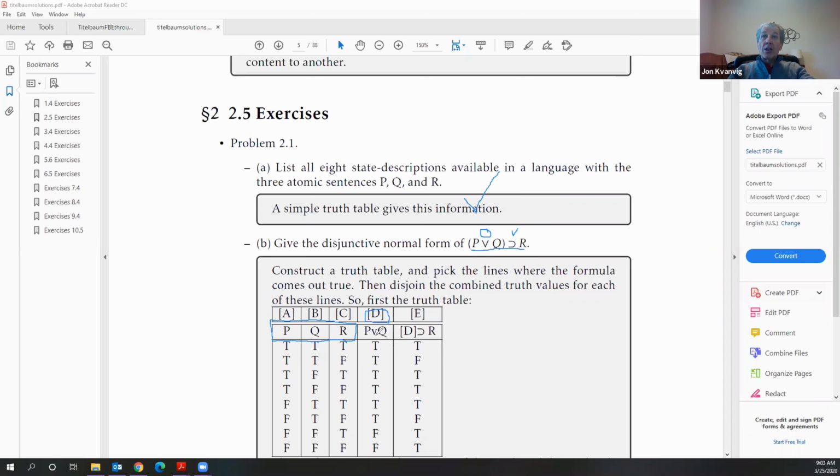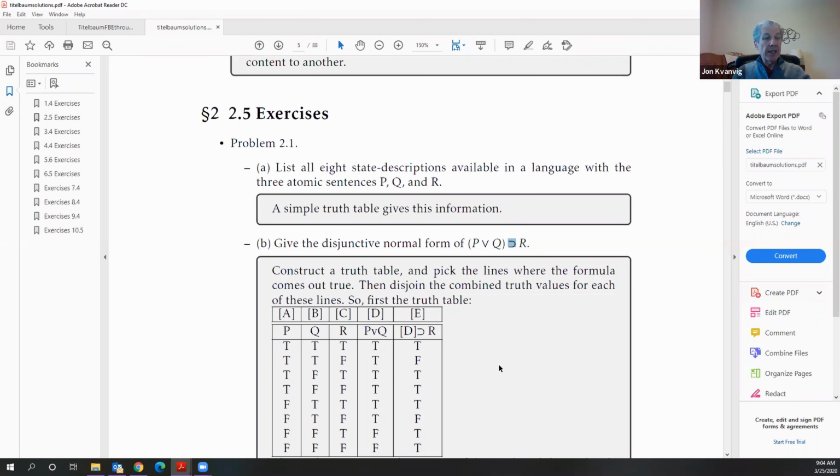And then I use the truth value in column D to calculate the truth value for column E, which is the truth value of the horseshoe. It takes as input the truth value for column D combined with the truth value for R. So that's the table that I constructed in order to answer this problem. That tells you what the truth value is for the horseshoe formula for each of the state descriptions. And you can see there are 2 of the 8 state descriptions where it comes out false, and 6 out of the 8 come out true.